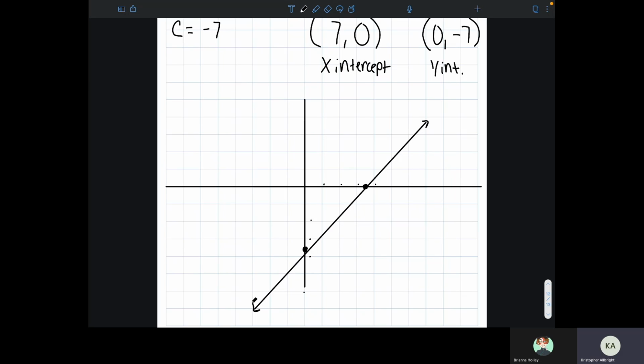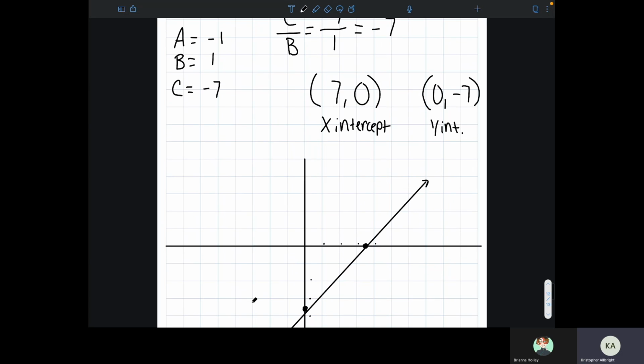So, I mean, this is graphing in standard form. It's pretty easy, just as easy as identifying your x and your y intercepts and putting those points and then connecting them with a line. So do you feel okay about this?